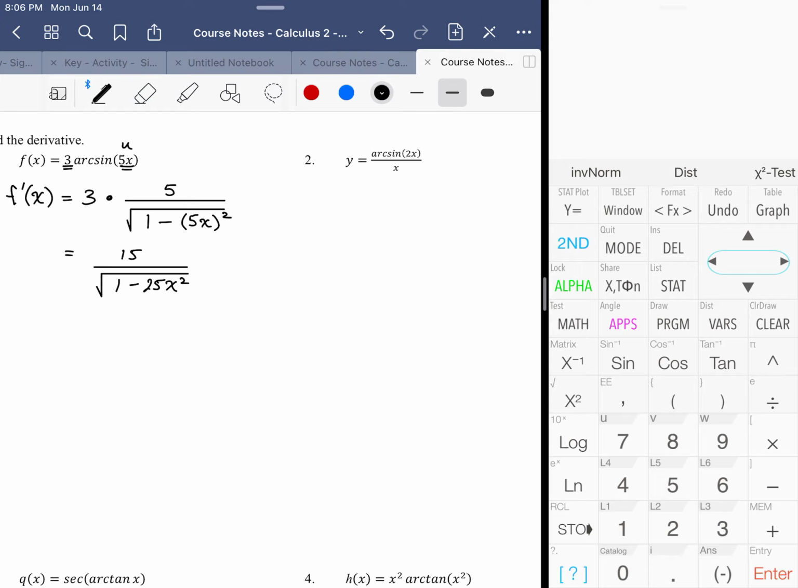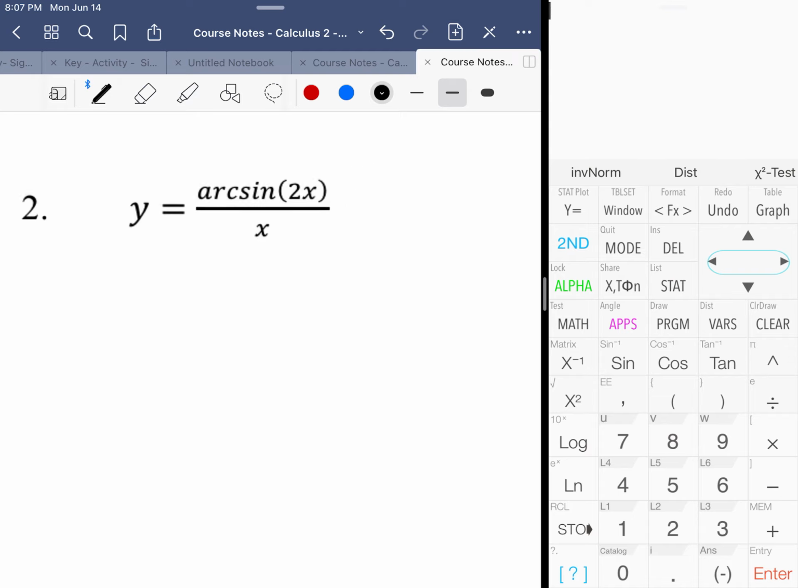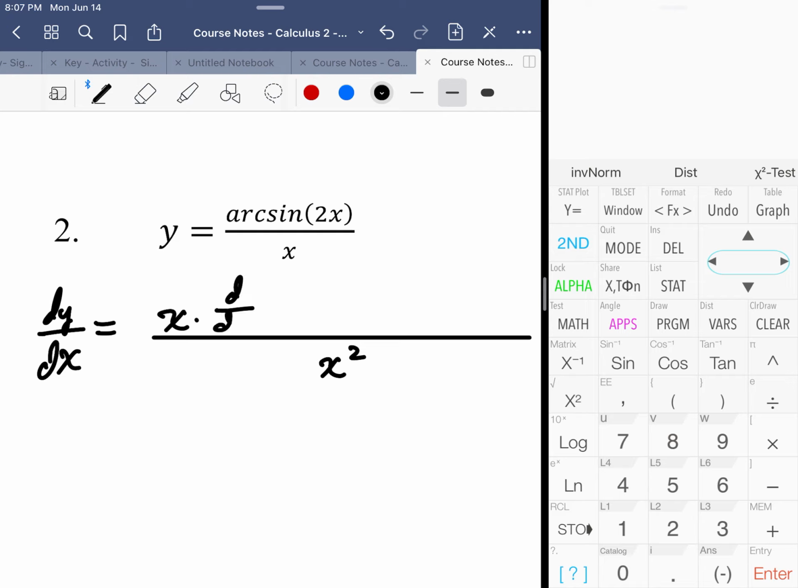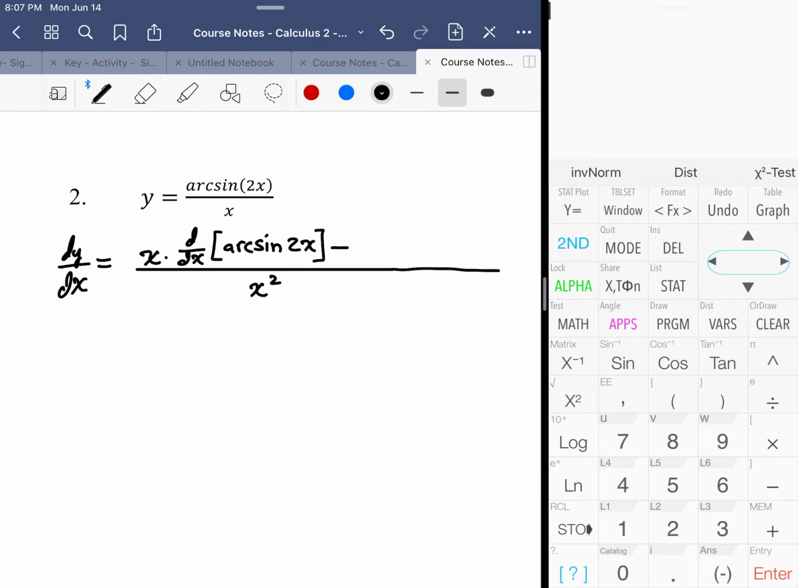Now, the next one involves a little quotient rule. So we'll just kind of get this into the setup, and then after that we'll see where we end up. Alright, so we're looking for dy dx. So quotient rule, we have the bottom squared, denominator times the derivative of the numerator, which I'm just going to write as d dx of arc sine 2x for now, minus high d low, or numerator times the derivative of the denominator.